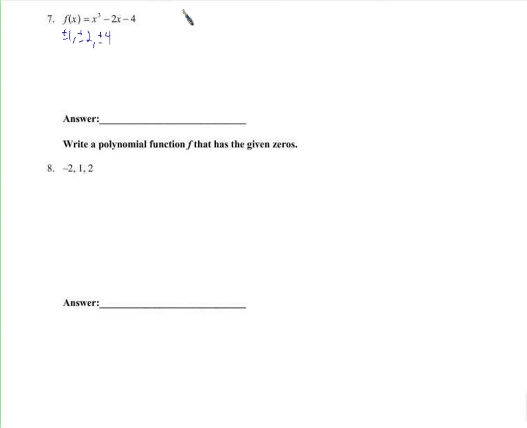All right, and here we go. Let's try 1. Put a 1, make sure to put a 0 there for the 0x squared that you want, and negative 4. Bring down the 1, here we go. Let's see, 1, 1, 1, negative 1, that didn't work. So no, 1, no worky. Negative 1: 1, negative 1, negative 1, 1, negative 1. No, that didn't work either.